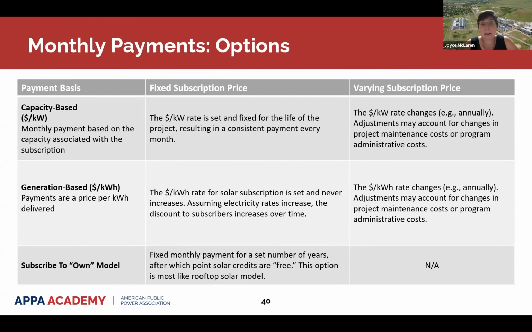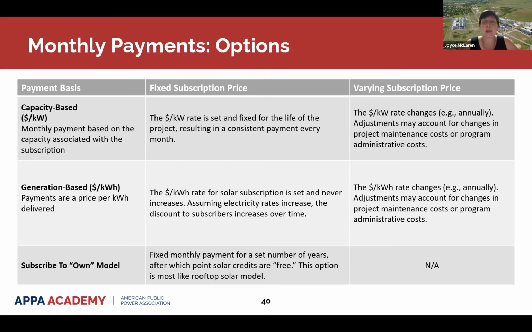So these monthly payments then are very common in the more recent program designs. And there's a number of different ways that you can structure these monthly payments. One is a capacity-based payment. So it's a dollar per kilowatt. You can divide your community solar project up. Say you had a 10 kilowatt project, you divide it up and sell them in 1 kilowatt chunks, something like that.